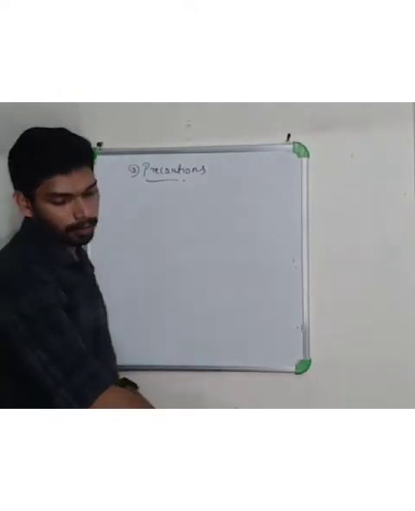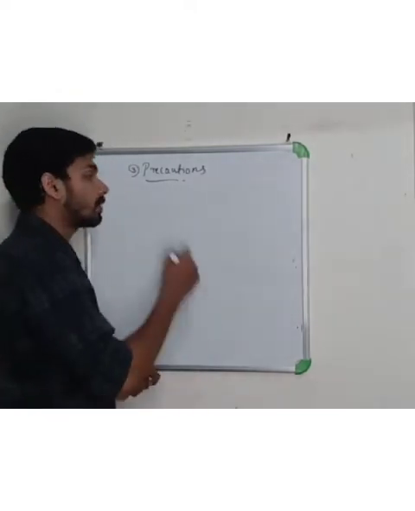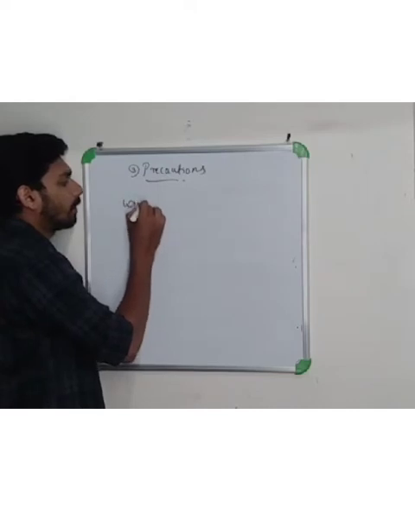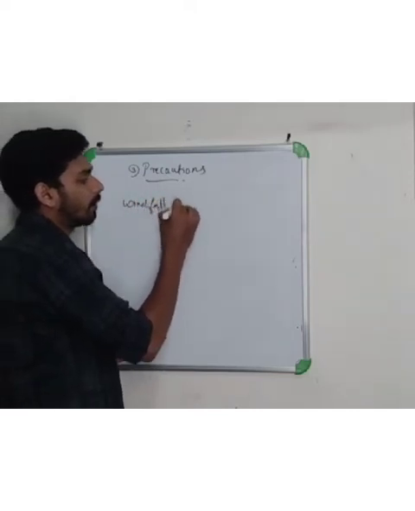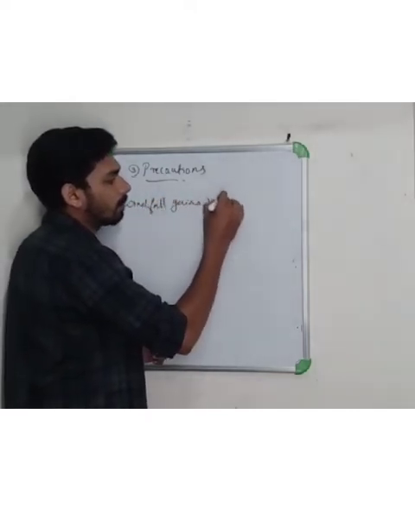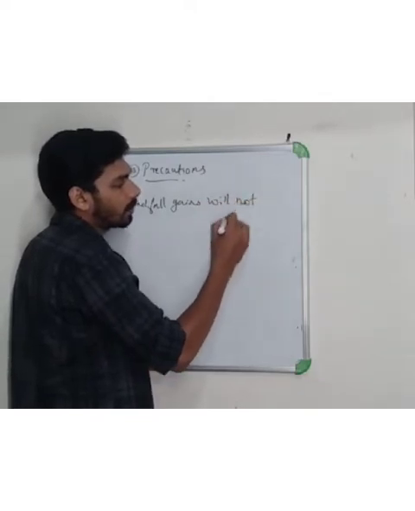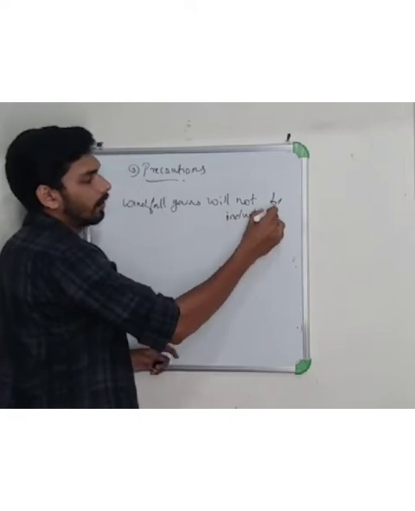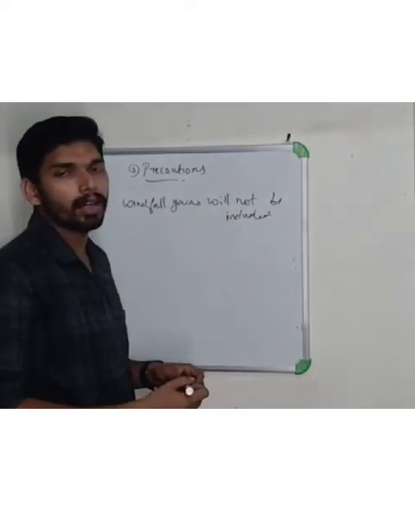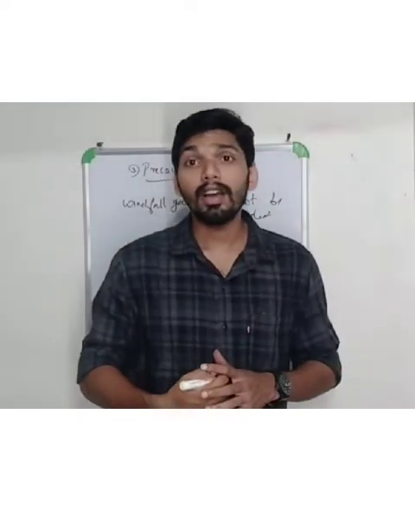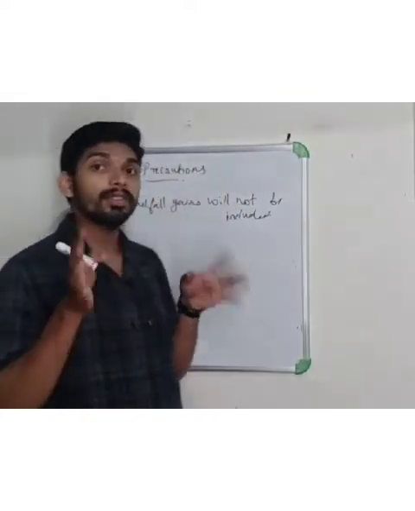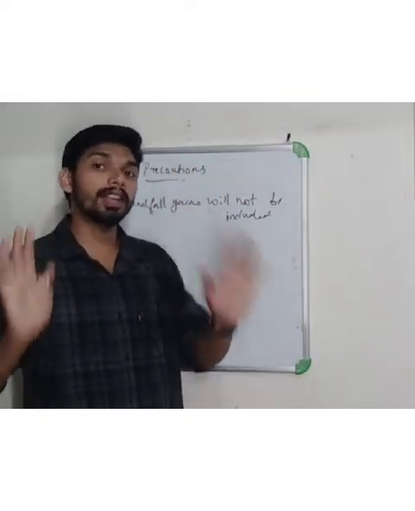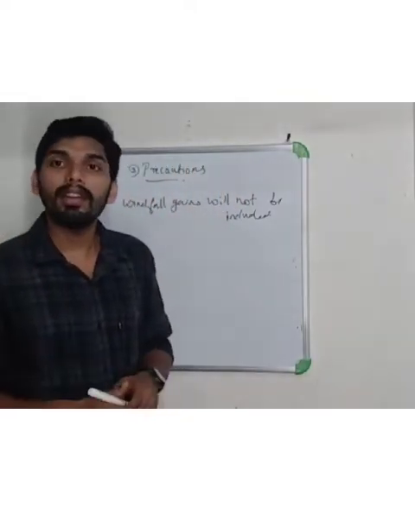Then another important precaution is that windfall gains will not be included. Windfall gains like what? Lotteries and horse races. Those things are also not considered for the calculation of national income.